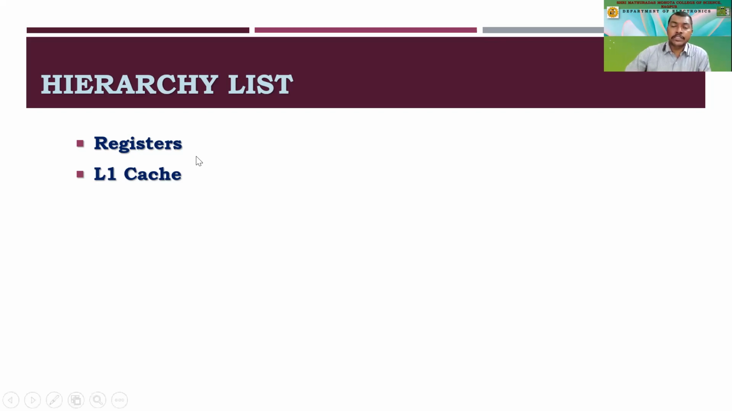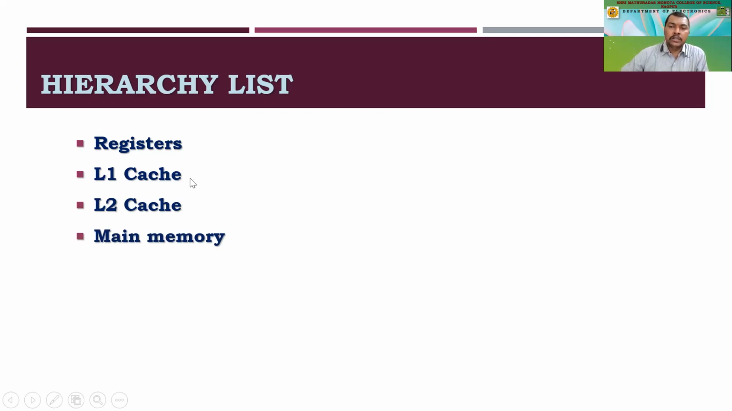Then we have the cache memory. The cache memory is again divided into 3 parts: we have L1 cache memory, then L2 cache memory, and then the main memory, right? There is one more, that is L3, but it's okay.